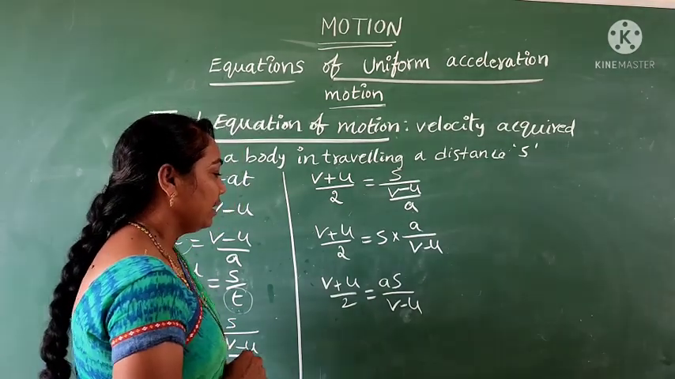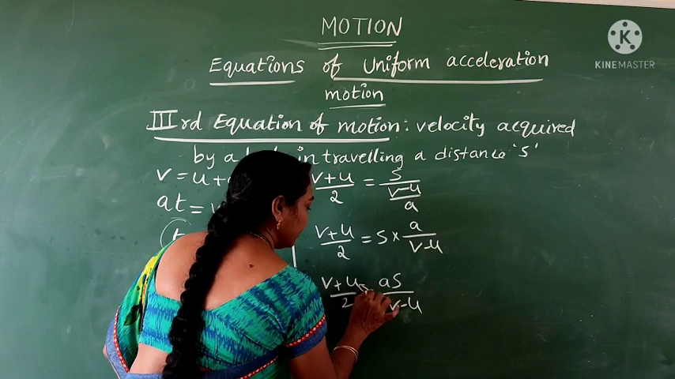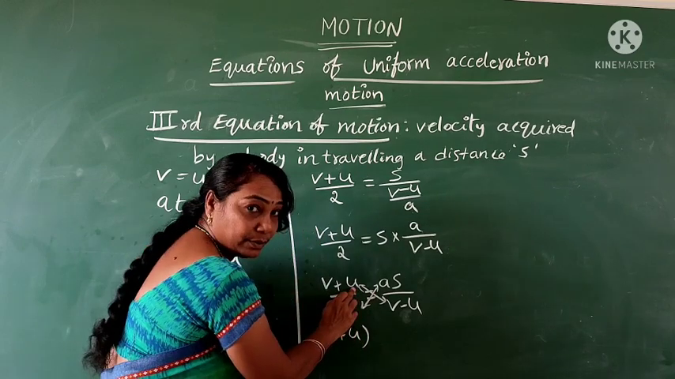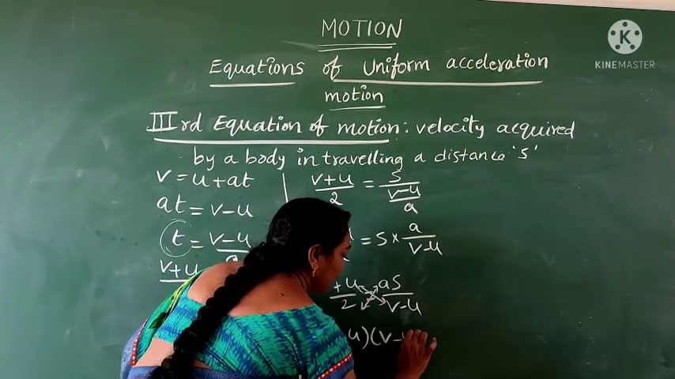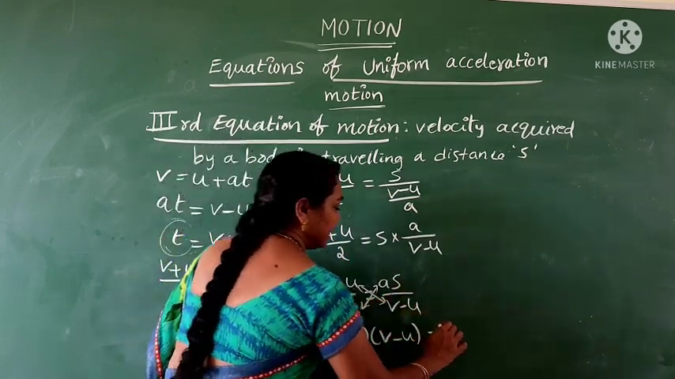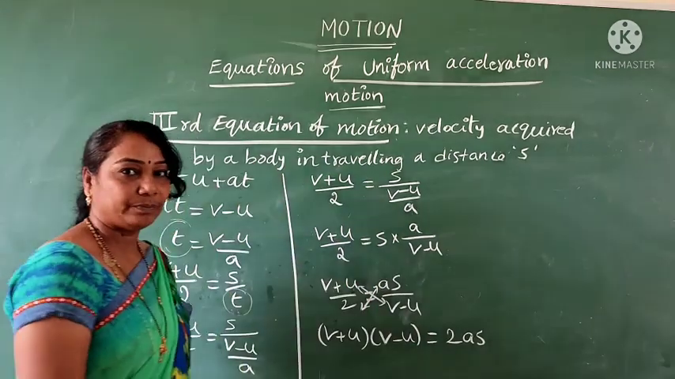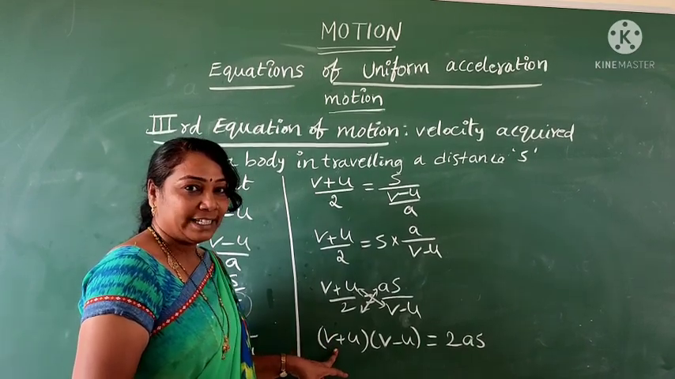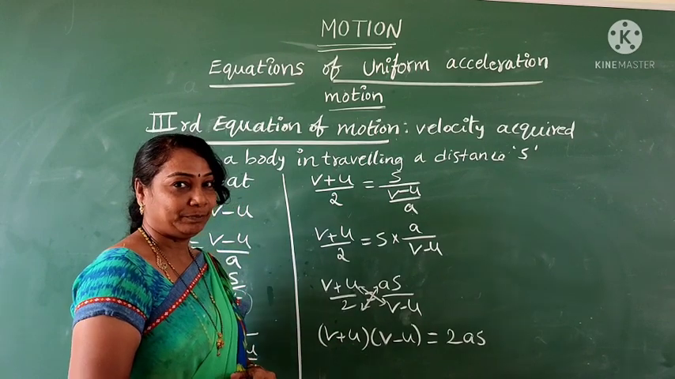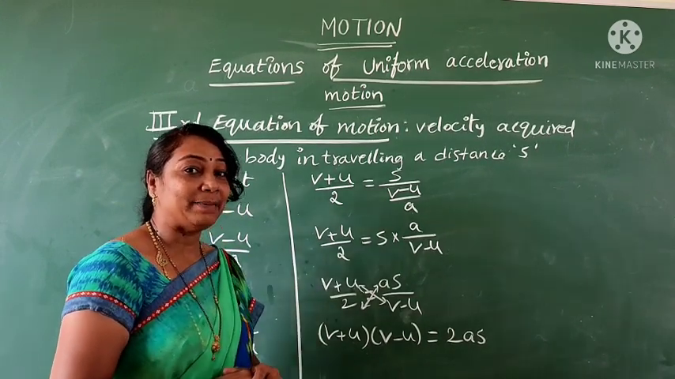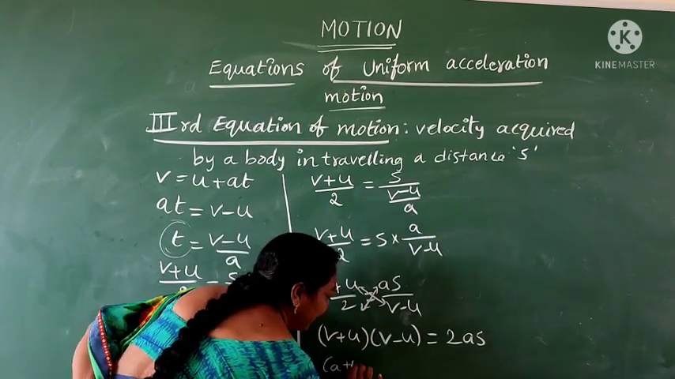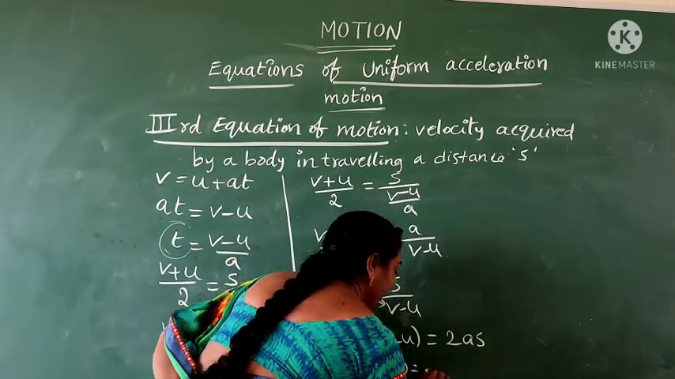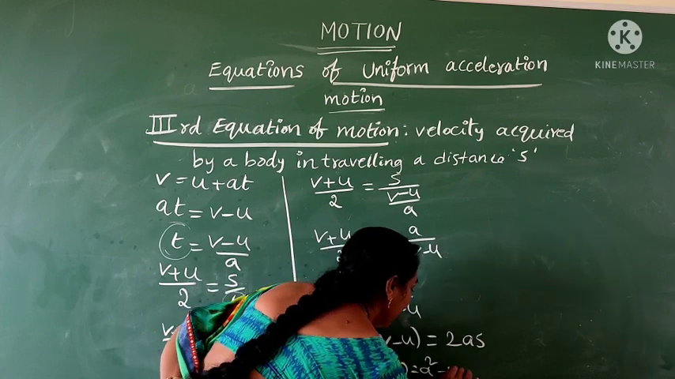From this equation, by cross multiplication, we write v plus u into v minus u equal to 2as. How does it look? Do you remember? It looks like a plus b into a minus b. What is the formula for a plus b into a minus b? a plus b into a minus b equal to a square minus b square.